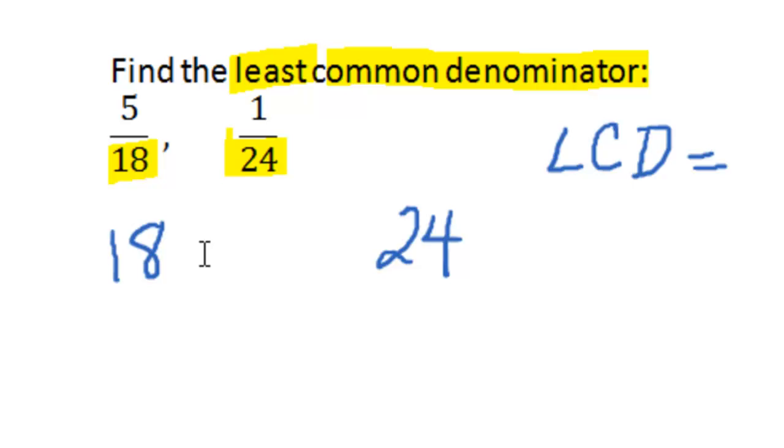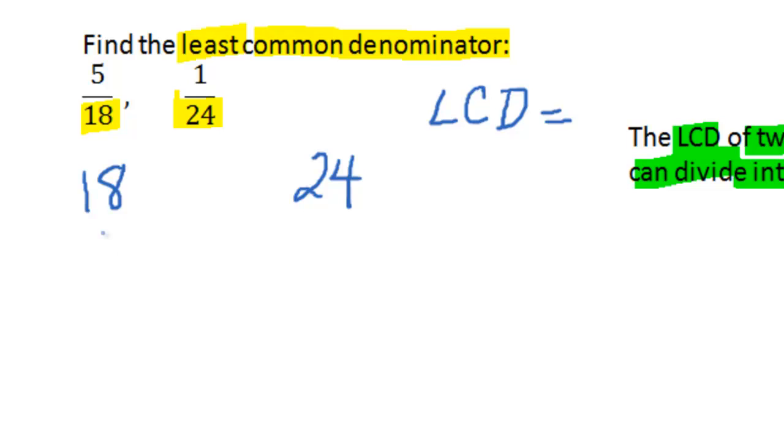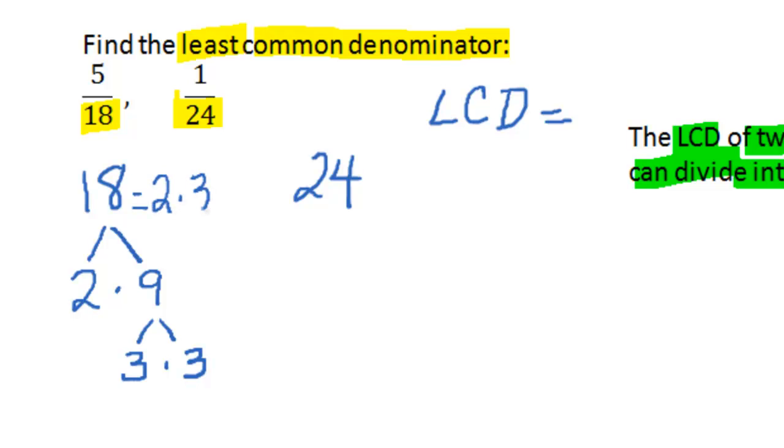Okay, so now we have to talk about how we find the LCD. And one good way to do that is to take each of our original denominators and find the prime factorization. Remember that from our greatest common factor video? What number goes into 18? Well, we know that 18 is even, so 2 goes into 18. 2 times 9. 2 is prime, so we're done. And 9 factors as 3 times 3. All of these are prime, so 18 is 2 times 3 times 3.